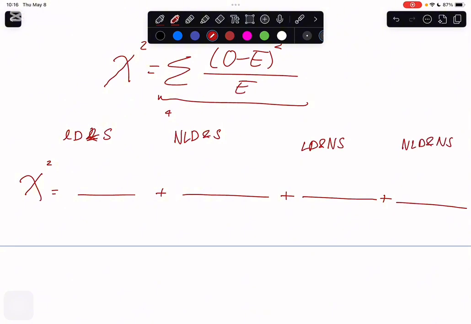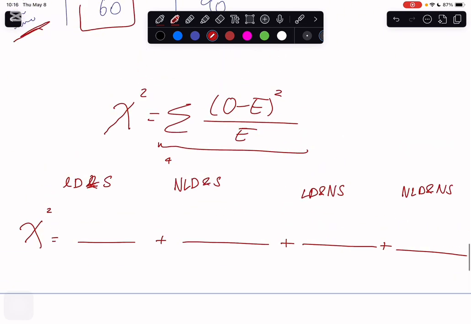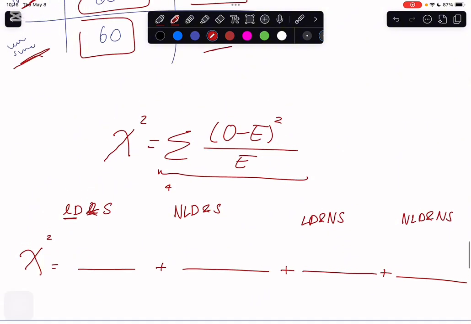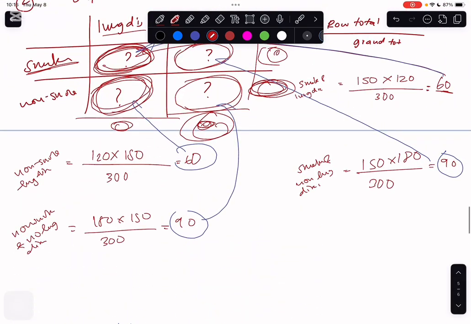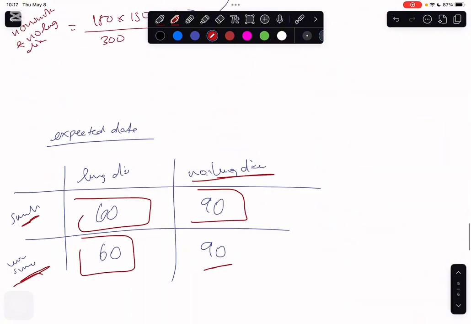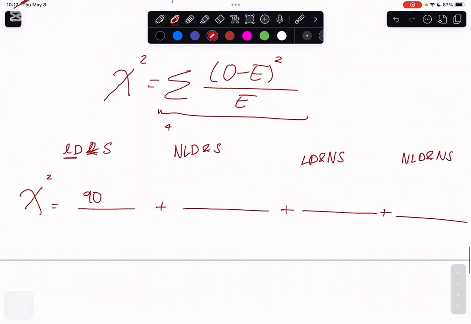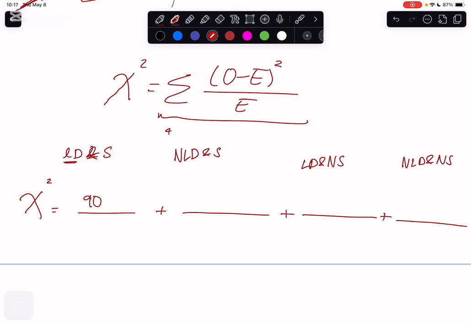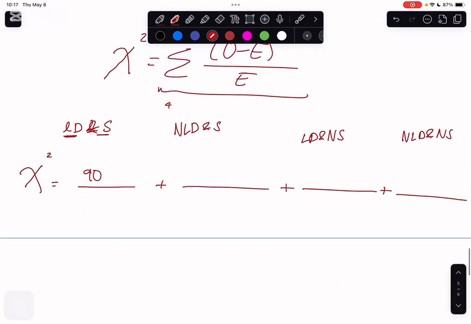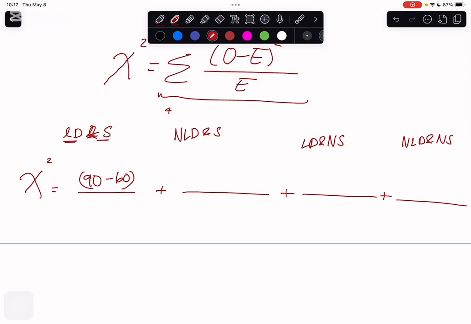Okay, so now I'm just going to plug in the values. The observed of the lung disease and non-smokers, from the observed table, then the expected data. You're going to go up here. What was the observed of the lung disease and non-smokers? 90. So I'm going to plug in 90, minus the expected of the lung disease and smokers. This is the expected data table. You're going to go here, and the lung disease and smokers was 60. So minus 60, all squared. We said the one underneath is already the expected, so 60.